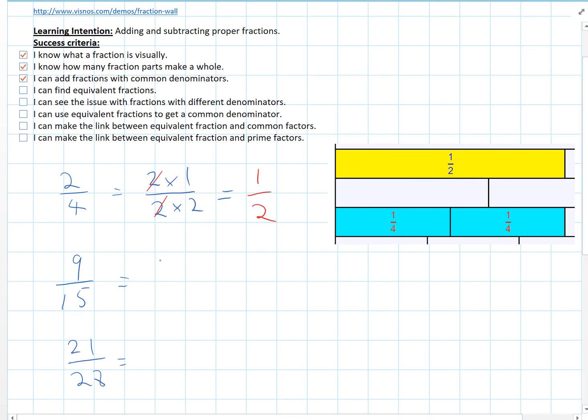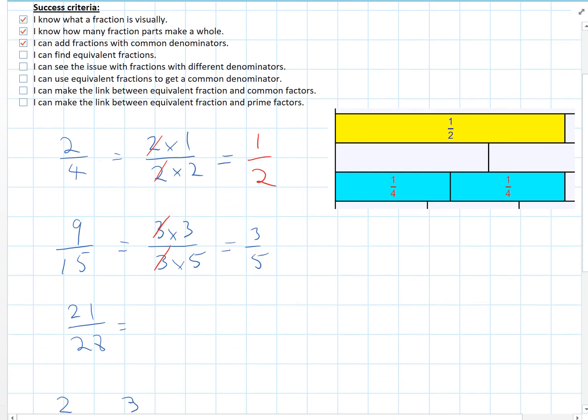And 9 is the same as 3 times 3, and 15 is the same as 3 times 5. I've got a common factor on the top and the bottom, so they can actually cancel out, and then I'm left with 3 on 5. Let's have a look at another one.